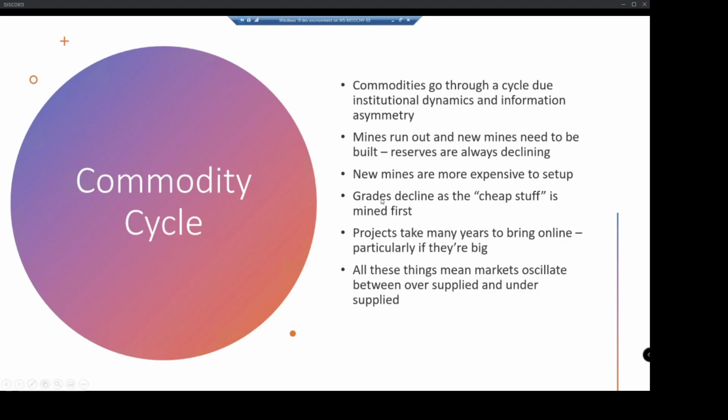In oil and gas, your pumping rates decline. So I'll show you a graph of that later on. And projects take many years to bring online. LNG is the classic one, but even iron ore mines take 5 years to build a proper at-scale iron ore mine. But what it all means is that the markets oscillate between oversupplied and undersupplied, and so we can have a look at that.